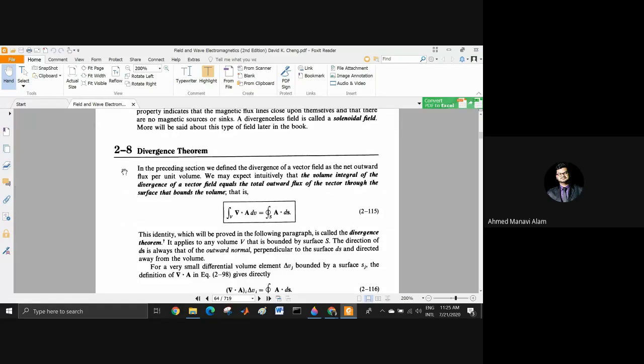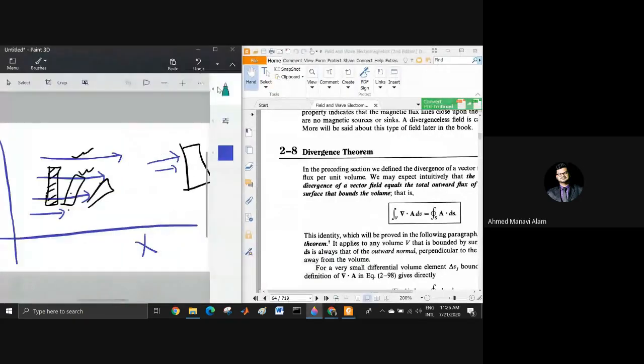What is the divergence theorem? We have already discussed the divergence. Now we will discuss the divergence theorem. What actually is the divergence theorem? The volume integral of the divergence of a vector field equals the total outward flux of the vector through the surface that bounds the volume. What does this actually mean? Let's see what it means.